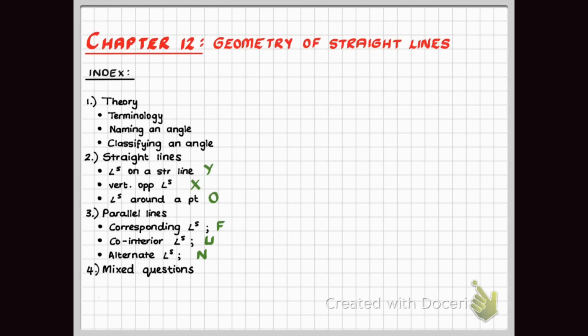And then lesson number 4 will be mixed questions where we apply all the theorems that we've just learned. So let's start off with the theory of the geometry of straight lines. The first thing that we're going to look at is some terminology, just so that when we speak about certain things, you are comfortable with the words that we are using.